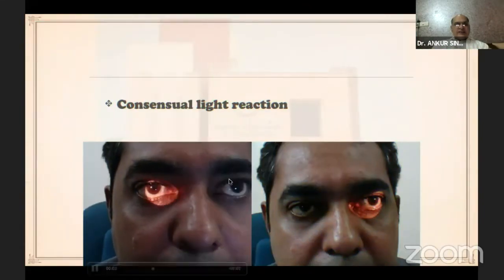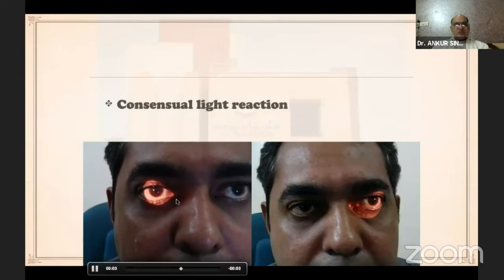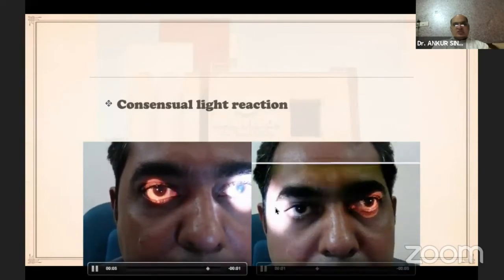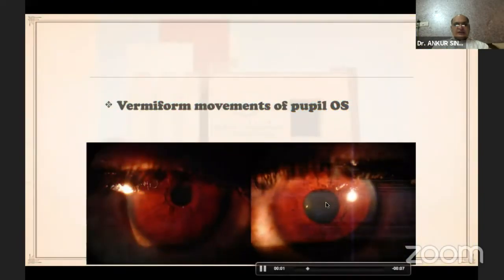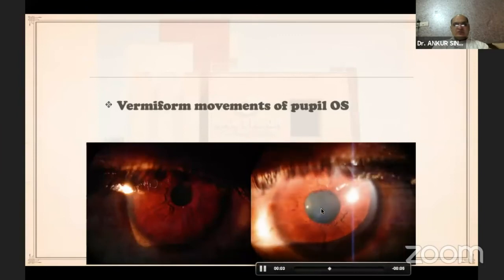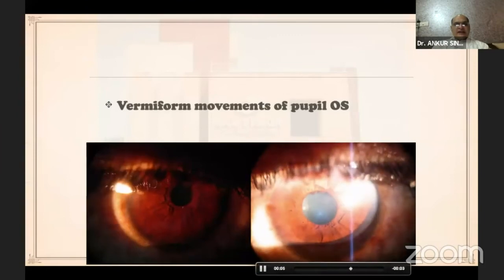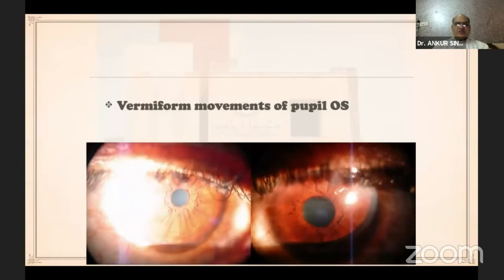Then we do the consensual light reflex, where we can again see that when the light is shone in the left eye, the right eye constricts well. But when the light is shone in the right eye, the left eye doesn't constrict so well. And this is the movement of the pupil. We can see this eye is showing a vermiform kind of pupillary constriction, while the right eye is showing a concentric pupillary constriction. So clearly the left eye is abnormal.